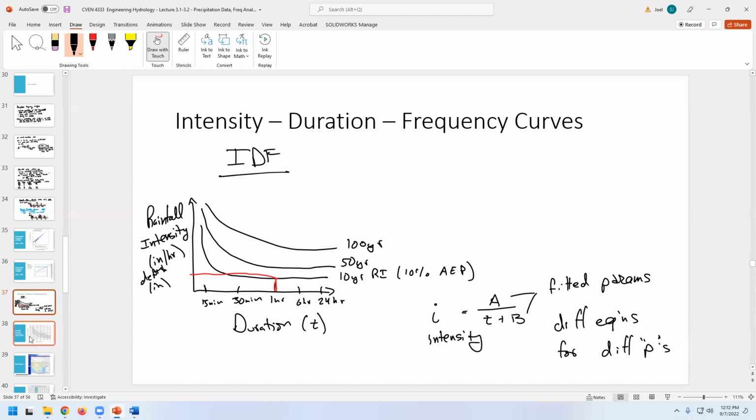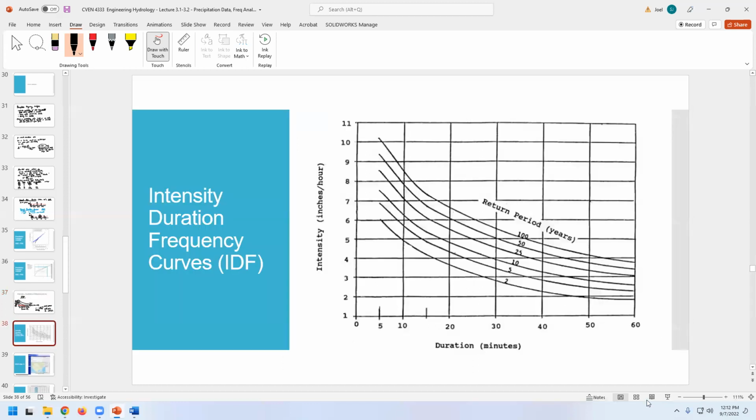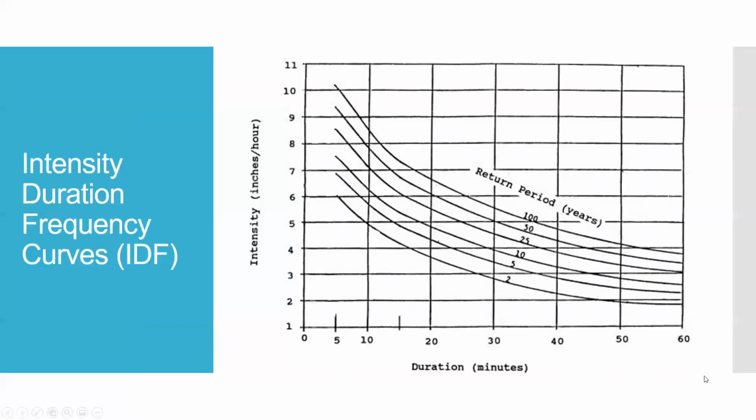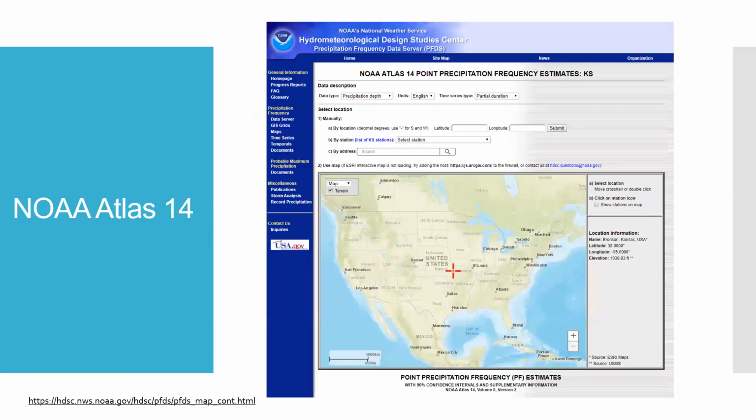Let's look at some examples real quick. Here's one. Duration in minutes, intensity, inches per hour, and then return period in years. And you can see how as we go to more frequent storm events, the intensity goes down. But as we go for shorter durations, the intensity goes up. A shorter duration of storm event is going to have higher intensity, longer duration events, lower intensity. We can use this data product to get this information, and you'll do this for the homework.